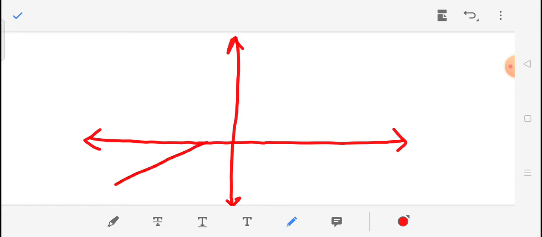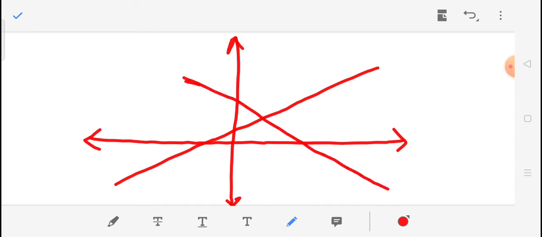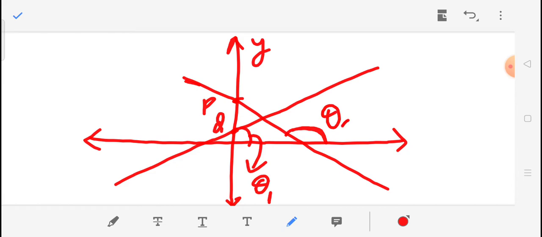Let us suppose that one line is going like this and the other line is going like this. So what is happening to them? See, one is cutting the y-axis at this point and the other is cutting the y-axis at this point. Then obviously their slopes are different, their intercepts are different, and we can say about the slope. So this line is making an acute angle theta 1 and this one is making an angle theta 2. So obviously the theta is different, so their slope must be different.